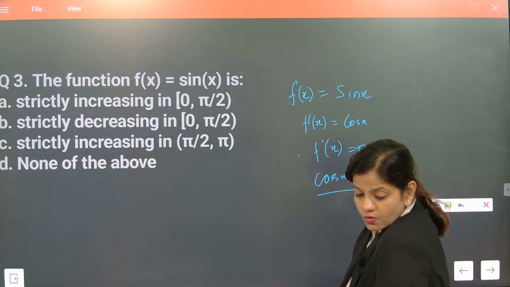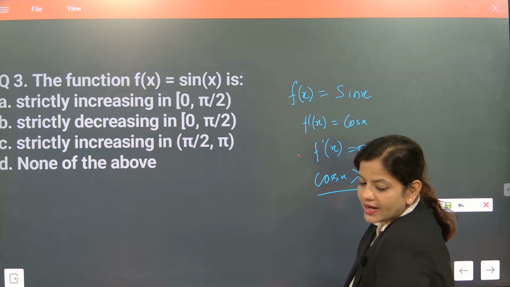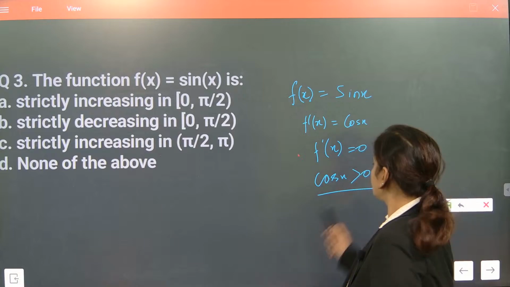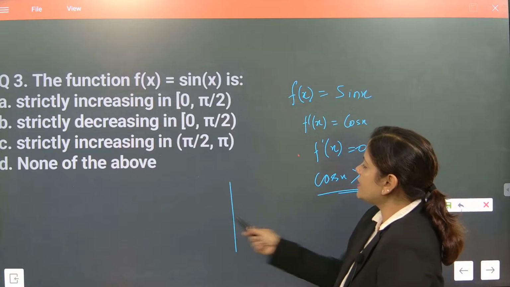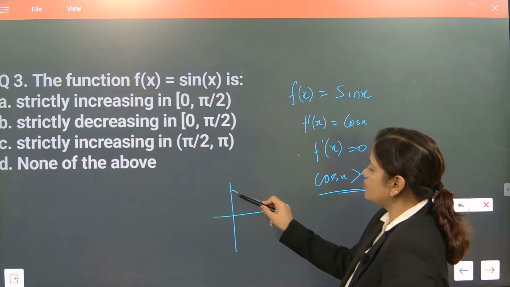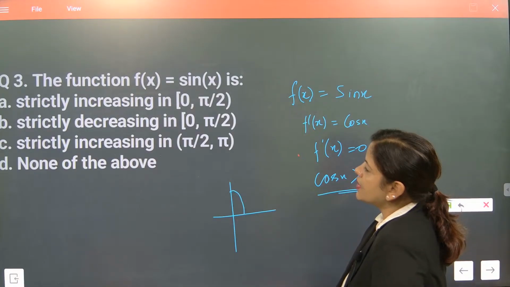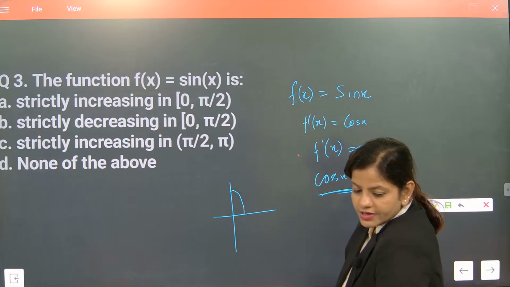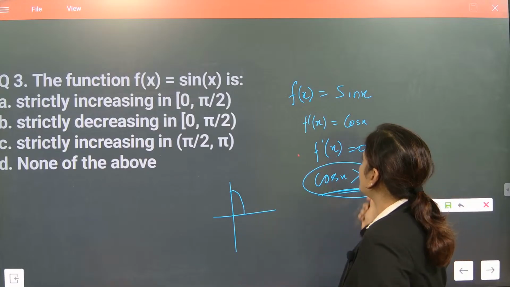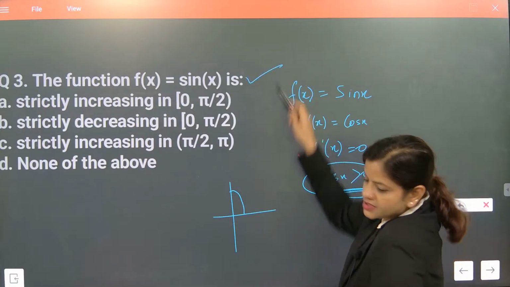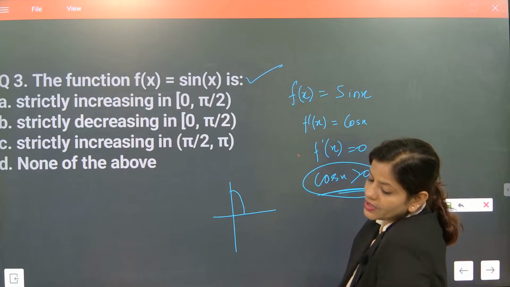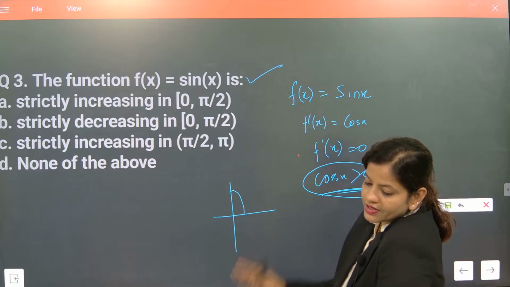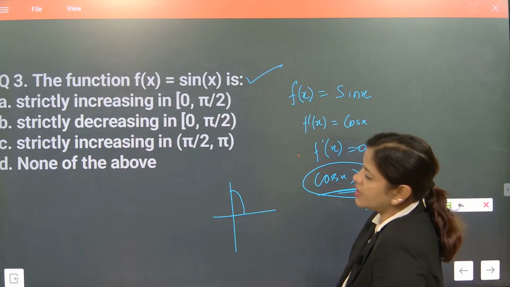Because a strict inequality will be there. Okay, 90 degrees must not be included here. We know that cos x here from 0 to 90, correct? So here cos x would be greater than 0. So from 90 to pi it will be less than 0. Which part is going to reflect sin x increasing? So where sin x is going to be increasing, f dash x should be greater than 0. So which interval are we going to take?